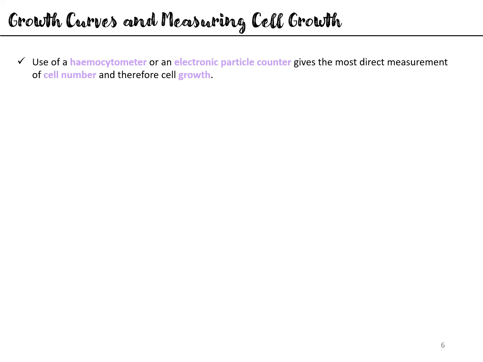The use of a hemocytometer or an electronic particle counter gives the most direct measurement of cell number and therefore cell growth. Like we were discussing, you count the number of cells before you passage your cells. For counting, you use either a hemocytometer, where you have to manually count the number of cells, or an electronic particle counter, which is automated and therefore will make your life easier.